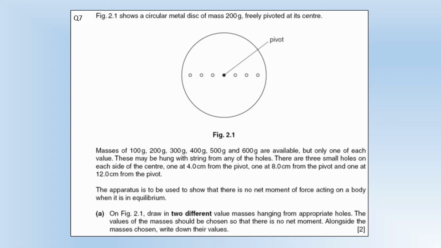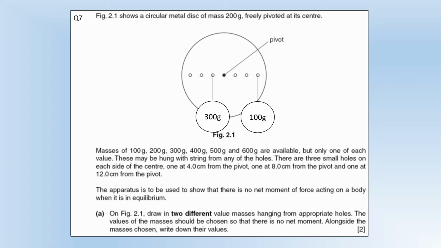The apparatus is used to show that there's no net moment of the force acting on a body when it's in equilibrium. Draw in 2 different value masses hanging from appropriate holes. The values of the masses should be chosen so there's no net moment, and write down their values.